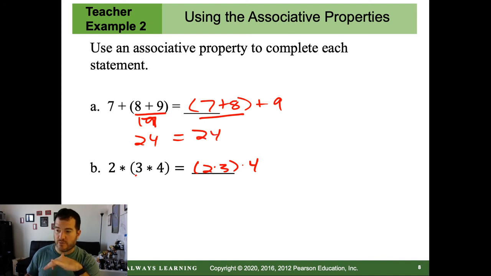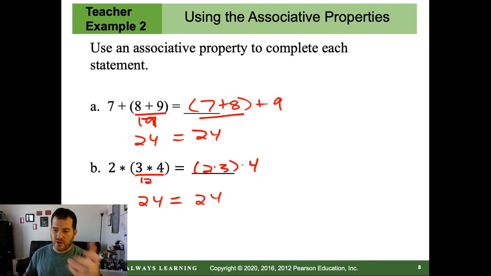So here, remember, we're going to do parentheses first, which is 12. So 2 times 12 is going to be 24. And then on this side, we get 6 times 4, which is also 24. So we did it right. So that's another way you can do it. You can kind of check yourself just to make sure you're doing it right.